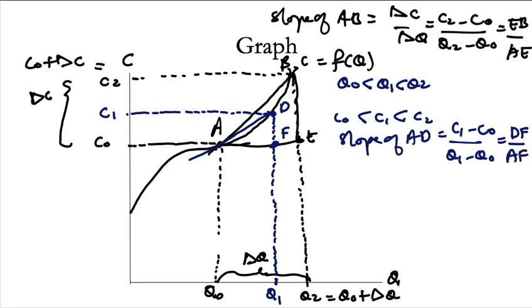Okay. Now, can you see here when quantity increases from Q0 to Q1, that means we have smaller increment in output because Q1 minus Q0 is smaller than Q2 minus Q0, isn't it? So the increment in quantity is even smaller now. Okay.